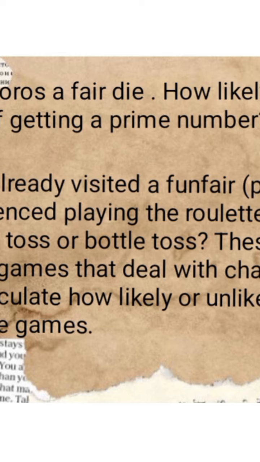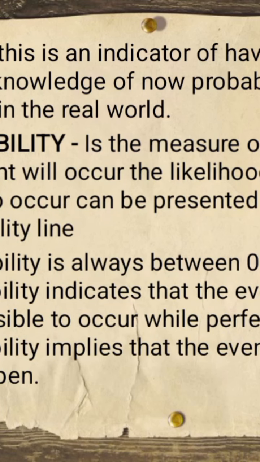Before we proceed, take note everyone. The probability of an event to happen can be any value between 0 and 1, unless the event is impossible or certain to happen. The next is this: it is the indicator of having a basic knowledge of how probability works in the real world.